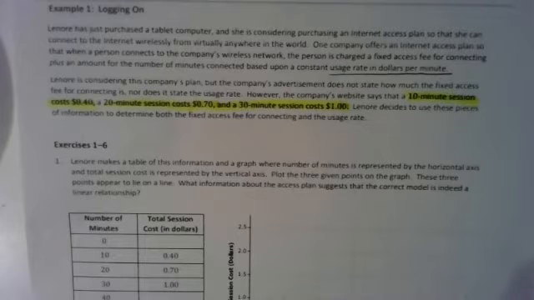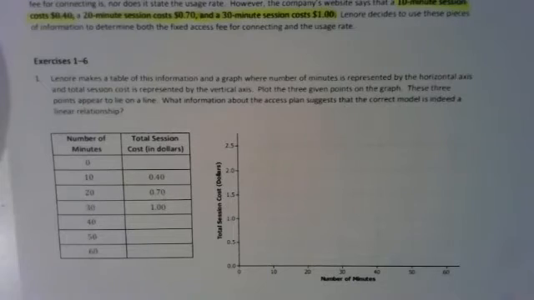Lenore makes a table of this information and a graph where the number of minutes is represented by the horizontal axis and the total session cost is represented by the vertical axis. Plot the 3 given points on the graph. These 3 points appear to lie in a line. What information about the access plan suggests that the correct model is indeed a linear relationship?